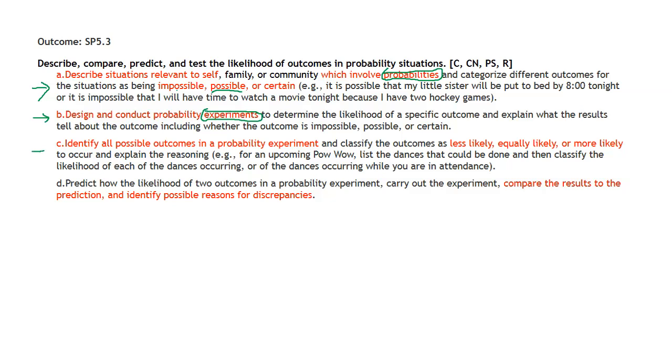So then in C, identify all the possible outcomes. That means how is it going to come out? Is it going to come out heads? Is it going to come out tails? What are the items that it could land on? So identify all the possible outcomes in a probability experiment, and then decide if they're likely, less likely, equally likely, more likely. So if we're talking about that coin, we would say, well, it's equally likely that they would be heads or tails.